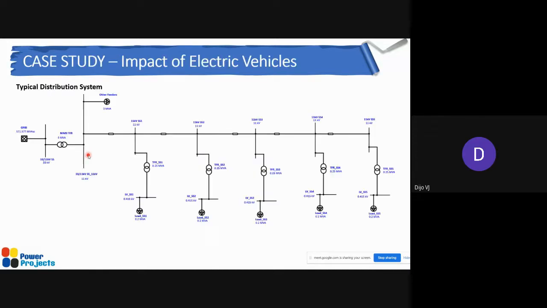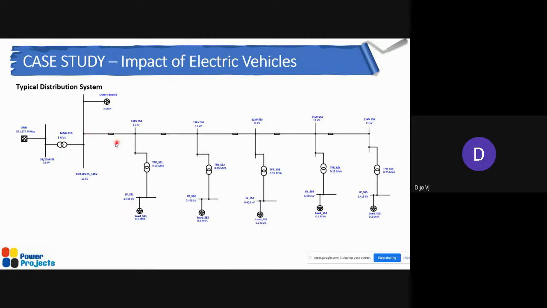So I've taken a typical distribution system. You can see here, generally the distribution substation is where the voltage is stepped down from higher voltage to lower voltage. In this case, it's a 33/11 kV distribution substation with a 5 MVA transformer stepping down to 11 kV. And there are many feeders. I've shown only one feeder. The remaining feeders, I'm representing as a lumped load.